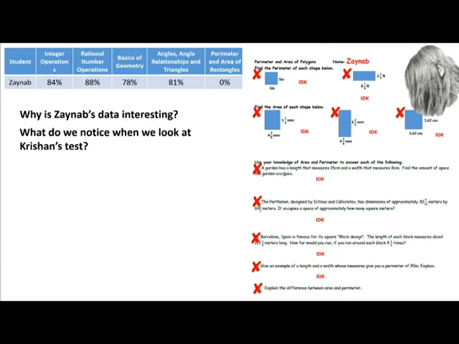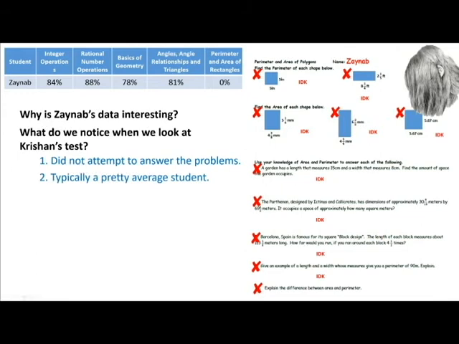I have some things as a teacher that I'm looking for. First of all, this student really didn't even attempt to answer the problems. That's a red flag for us. Why did this student not try the problems? Overall, this student seems to be a pretty average student, seems to be very, very capable.